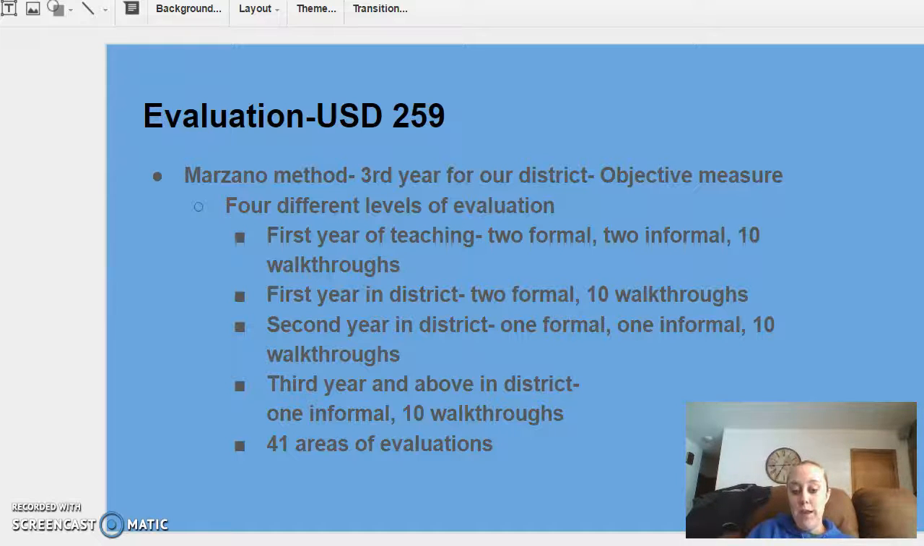And there are 41 areas that they look for in Marzano, so it seems to be pretty overwhelming, but there are like 5 different domains that they look into, and they don't check off every single area, every single evaluation, but they focus on a few areas each evaluation so that overall, over the course of the year, you should be able to meet each of those areas.